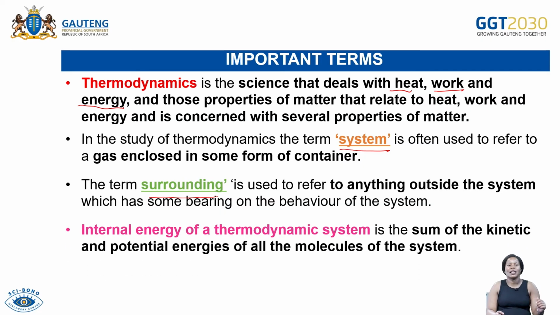We're going to explore that in detail, just trying to make you see the difference between the system as well as the surroundings. And then we've got the internal energy of a thermodynamic system as the sum of the kinetic and potential energies of all the molecules in the system. Okay, so it's just an addition. It's the sum of the kinetic and potential energies of all the molecules in the system. So that is the internal energy because it's happened within that system.